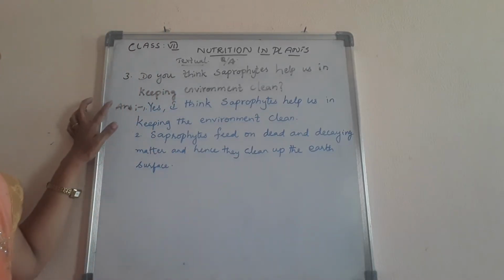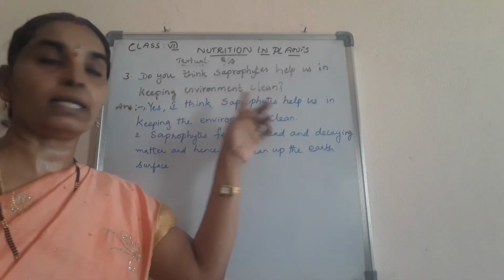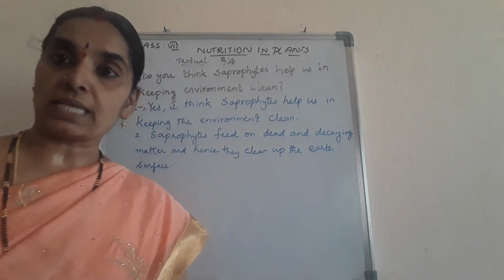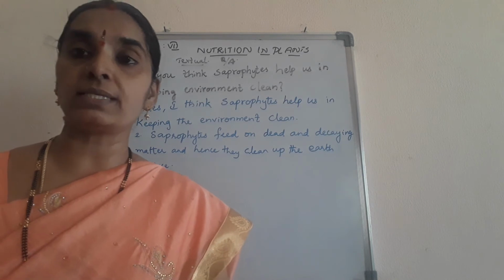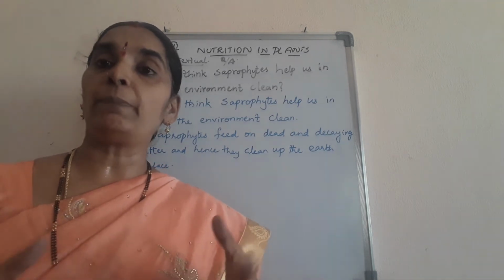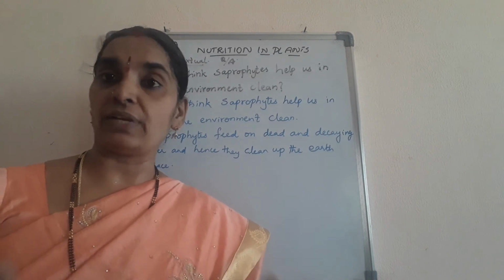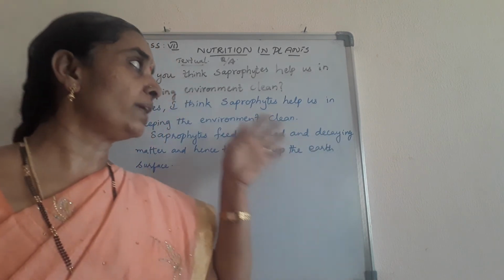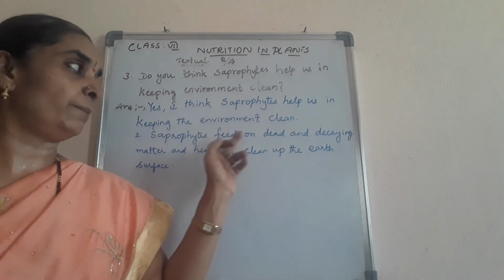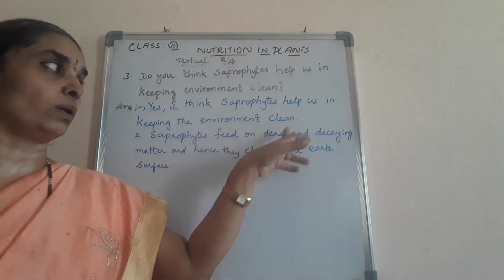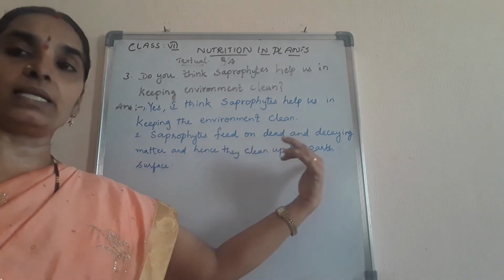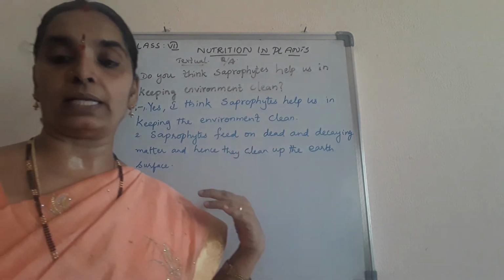Next question, children. Do you think saprophytes clean up or help us in keeping the environment clean? You know what saprophytes are? Saprophytes are the organisms which depend on dead and decaying organic matter. So when they depend on it, they clean the earth's surface by feeding on it. So we can say that these help us in keeping the environment clean by feeding themselves on dead and decaying organic matter, and thus they help in cleaning the earth's surface. You write down the answer.